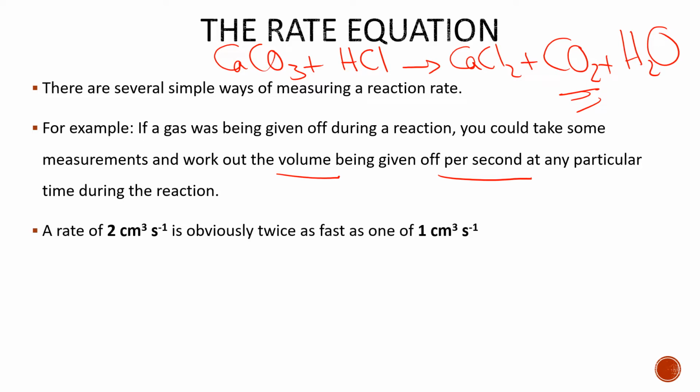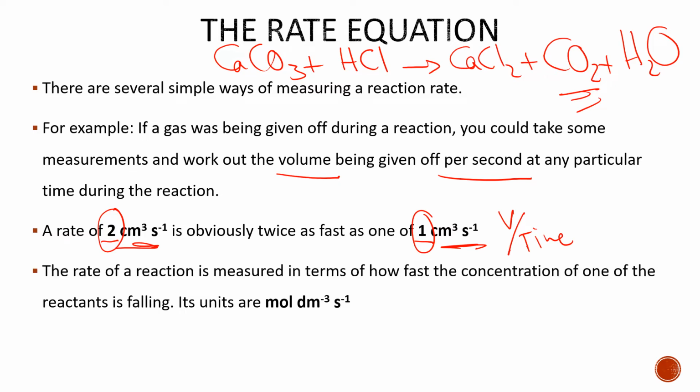It is obvious that if we have rate 2 and rate 1, how may I know that this is rate? Because it is volume per time. Volume per time. So the rate here for 2 is twice as fast as 1.